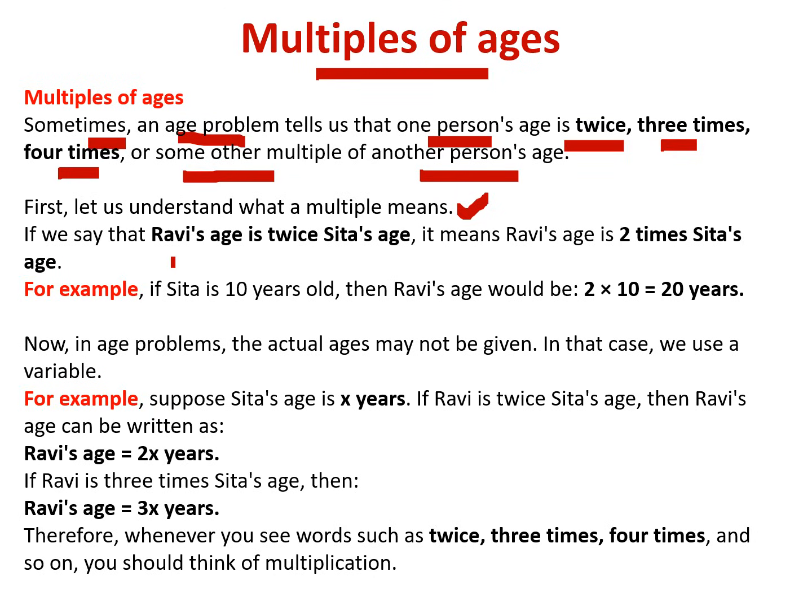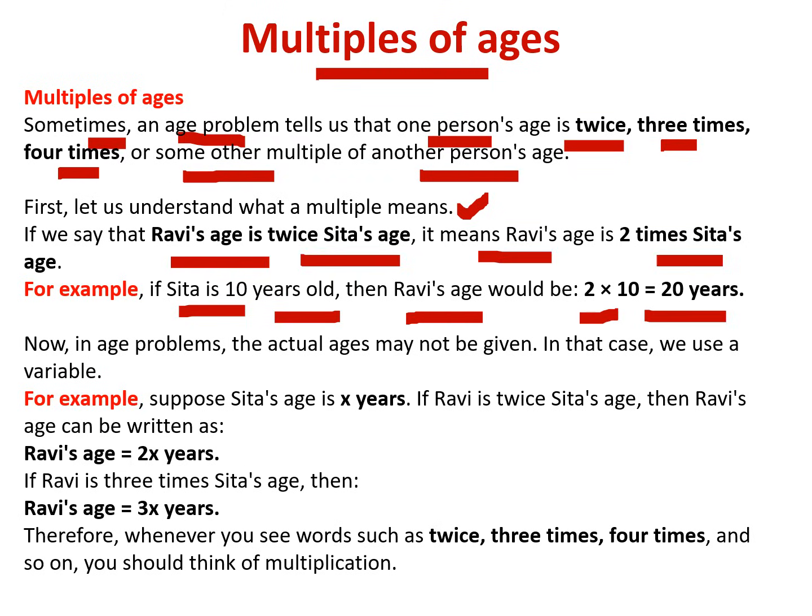If we say that Ravi's age is twice Sita's age, it means Ravi's age is 2 times Sita's age. For example, if Sita is 10 years old, then Ravi's age would be 2 into 10, which is equal to 20 years. Now, in age problems, the actual ages may not be given.